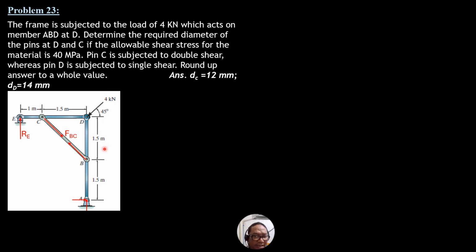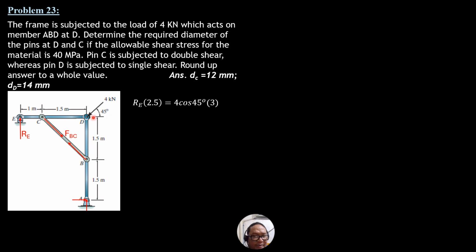So let's draw the free body diagram of the entire system. BC is a two-force body, that is why it looks like that. Then we consider the entire system first. Summation of moment about A equals 0. So we have R sub E times 2.5 equals the horizontal component of 4 kilonewtons. The vertical component passes through A.